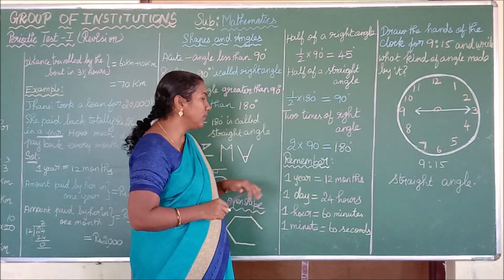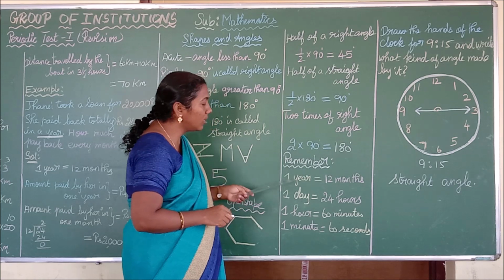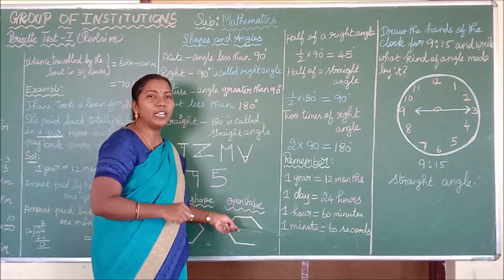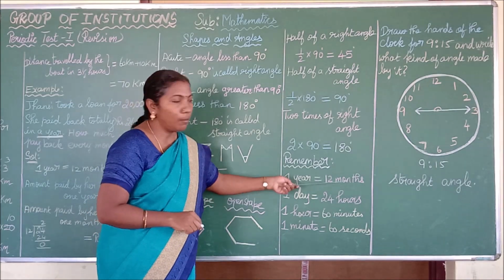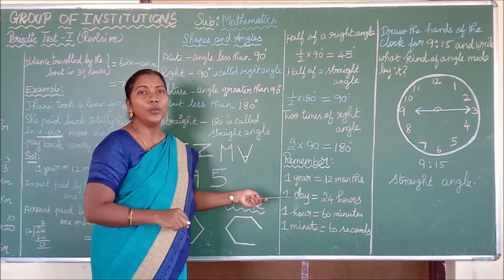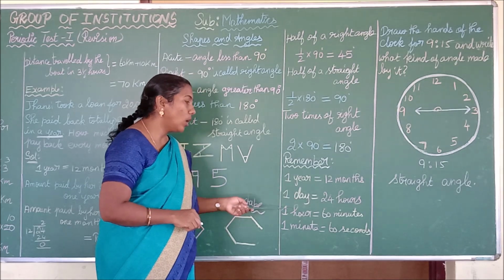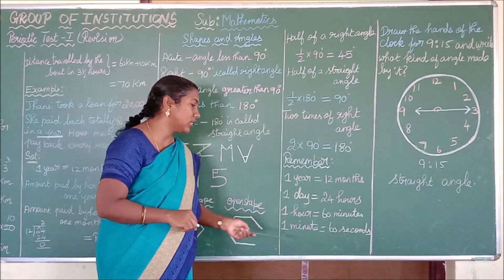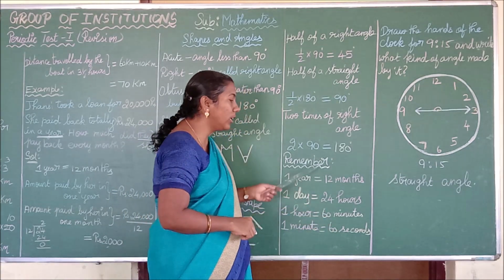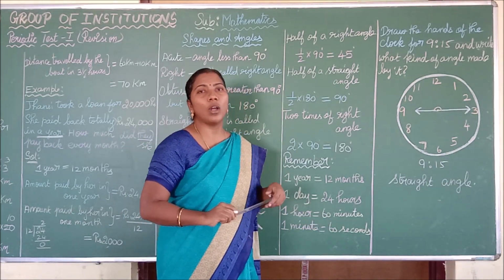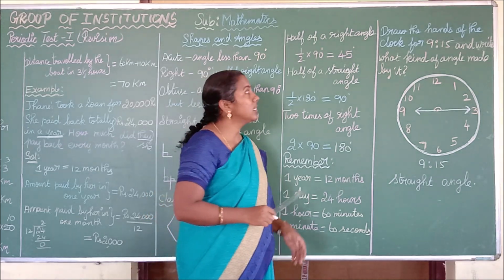Straight, children. Next we have to see the remember portion. You have to remember this relation. What are the relations? 1 year equals 12 months. 1 day equals 24 hours. 1 hour equals 60 minutes and 1 minute equals 60 seconds. These are the things definitely you have to remember. You have 1 mark based on this. Okay. See the next one.